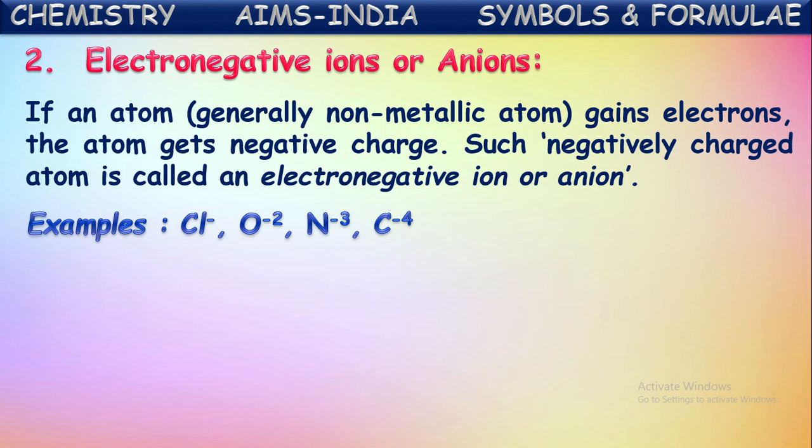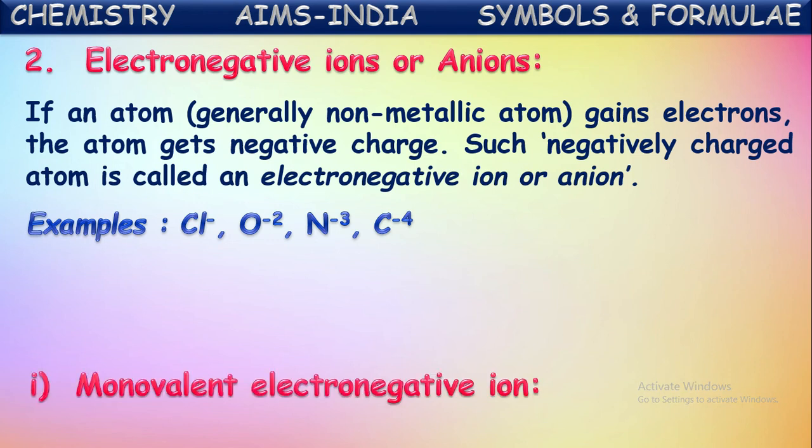For example, Cl-, O-2, N-3, C-4, etc. These all are formed by the gain of one or more electrons. So by the gain of electrons, they acquire negative charge. These negatively charged ions are called anions or electronegative ions. In this also there are different kinds of electronegative ions based upon the number of electrons gained.